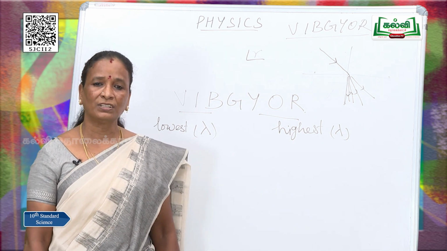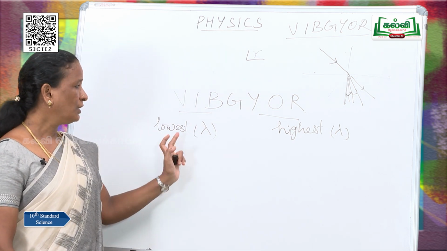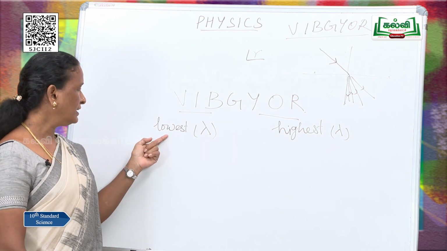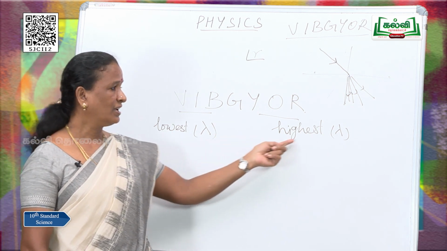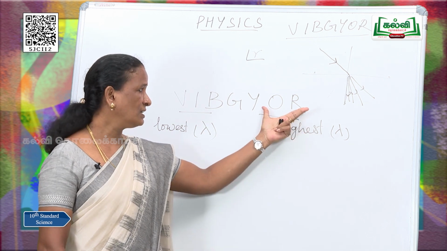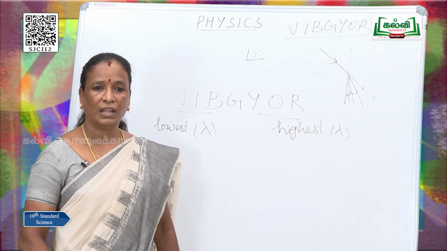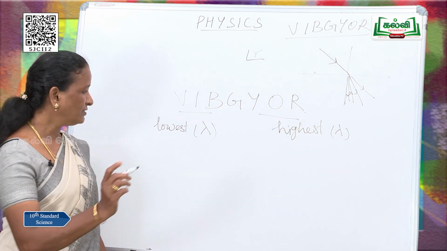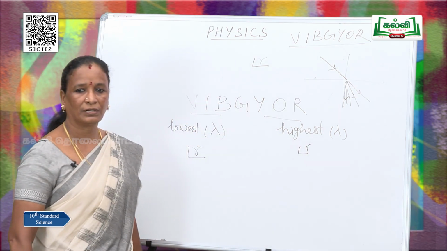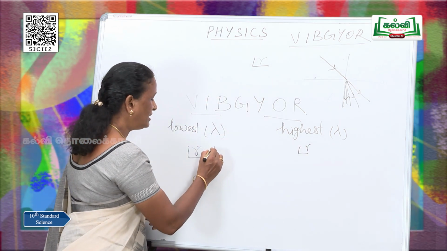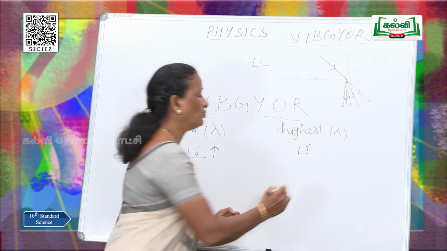Here I have written the lowest wavelength and the highest wavelength. These three colors have the highest wavelength. The angle of refraction is highest for violet. It will be very high for violet and very low for red.